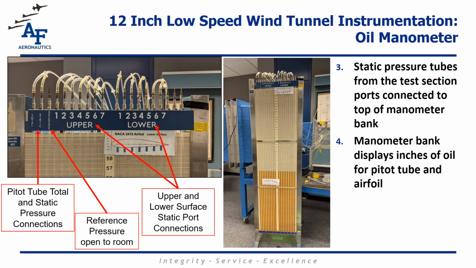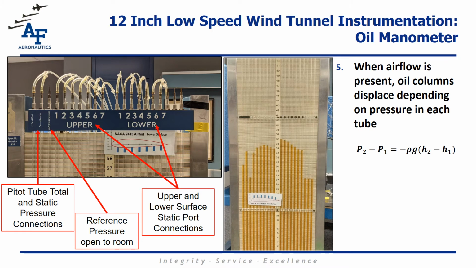The manometer is filled with oil and is connected to both the upper and lower surfaces, as well as the pitot probe. When the airfoil is under load, or in other words, the wind tunnel is operating, static pressure will be displayed in inches of oil on the manometer. Here's an example of the oil columns as they are displaced once the wind tunnel has been turned on. You will read the heights of these oil columns at the bottom of the meniscus in inches of oil and convert those to pressures.